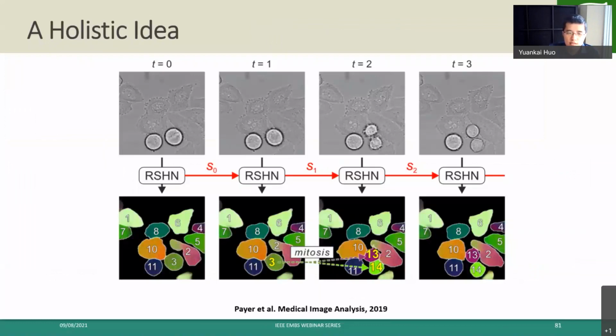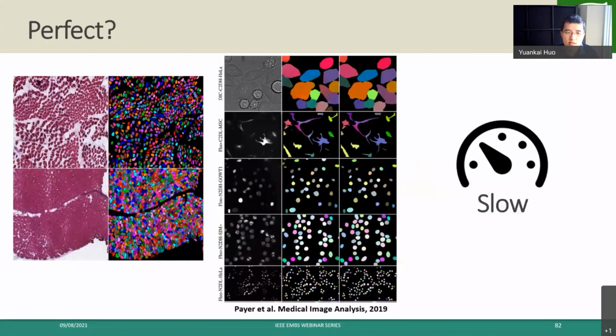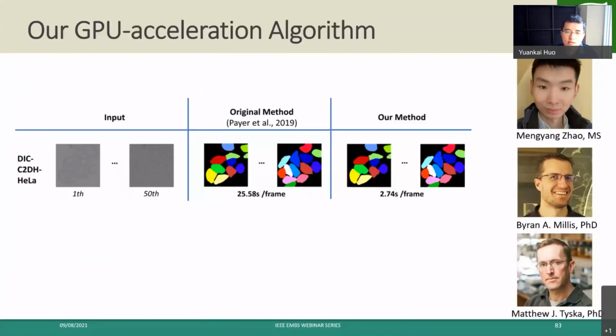Using this idea, we can also solve the tracking problem simultaneously in the same network in end-to-end training. We were very excited and applied this method. But we found that the method is quite slow, because it is a representation-learning-based method. You need to cluster the features after you learn the representation. So we proposed a new fast algorithm using GPU acceleration. We call it fast mean shift, reducing the processing time from basically half a minute per frame to about 2 to 3 seconds per frame.